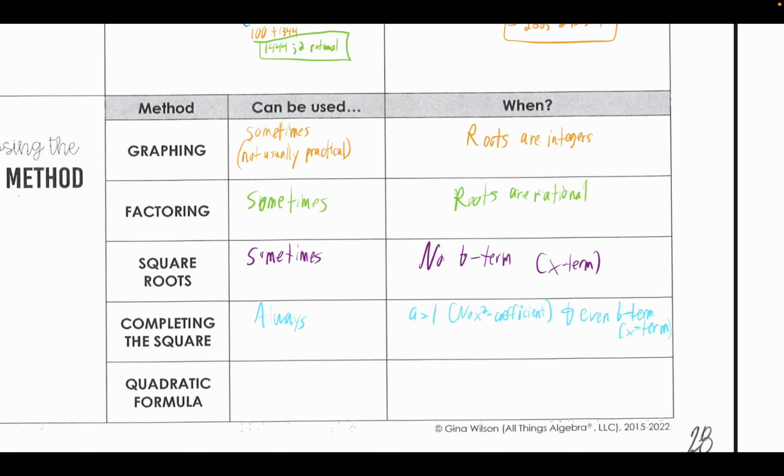And last but not least, quadratic formula can be used always. And when would be best to use it? Quite literally any time. However, it often ends up taking longer and kind of more work, at least in my opinion. And so it's best to use it when the other methods are inefficient, when the other methods aren't really working.